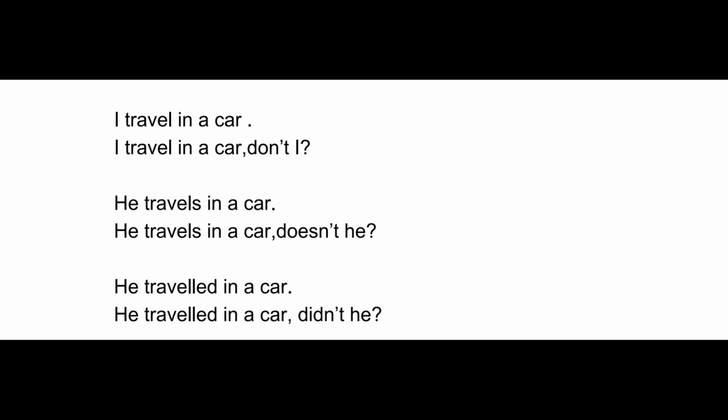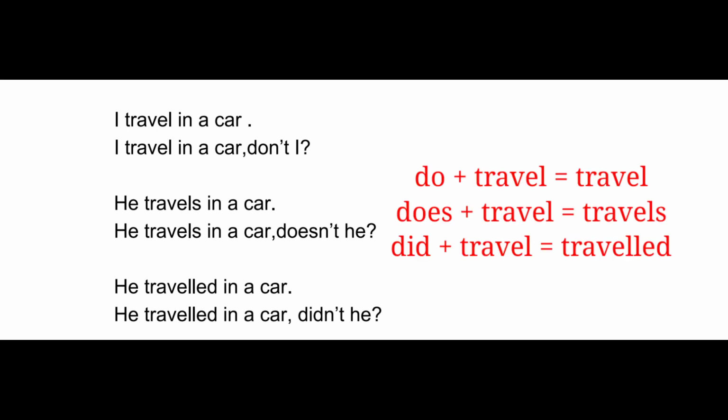And in the third sentence, he traveled in a car. This one is an example of past tense. So we'll use did. And sentence is positive, so question tag is negative. Didn't he? Students, keep in mind, do plus travel is equal to travel. Does plus travel is equal to travels, and did plus travel is equal to traveled. So, when a modal auxiliary or helping verb is not there in the sentence, you have to split the main verb and you can do your question tag.